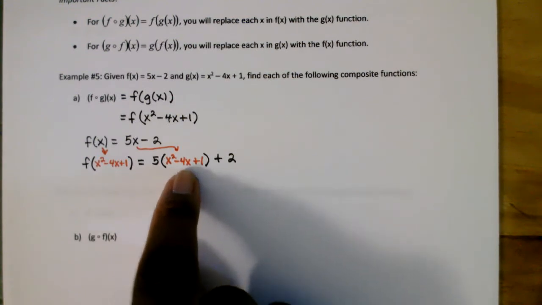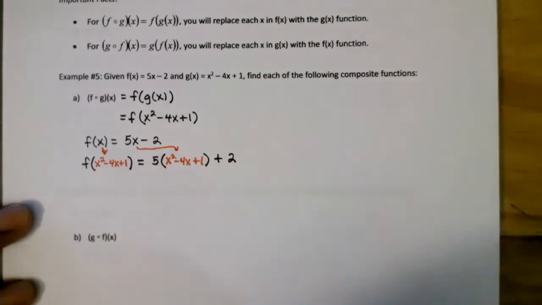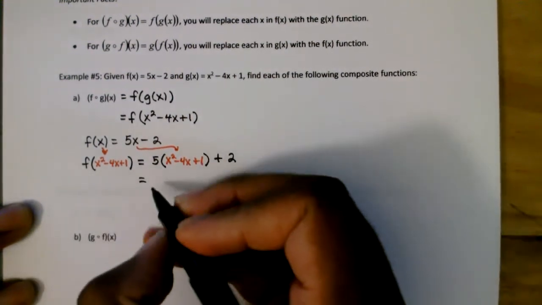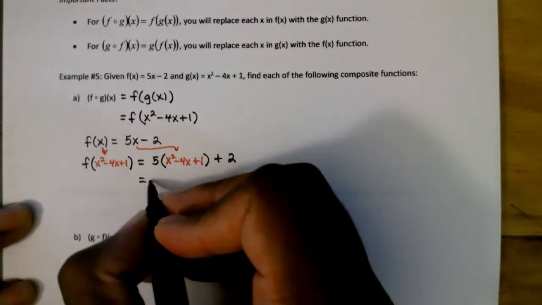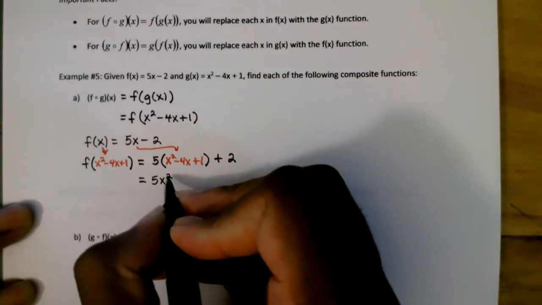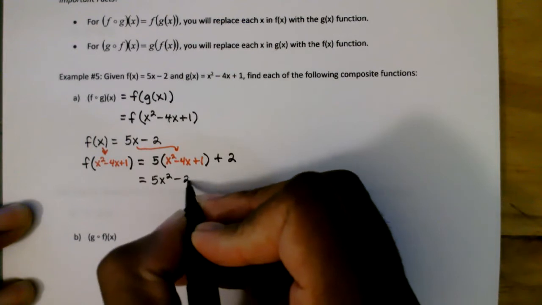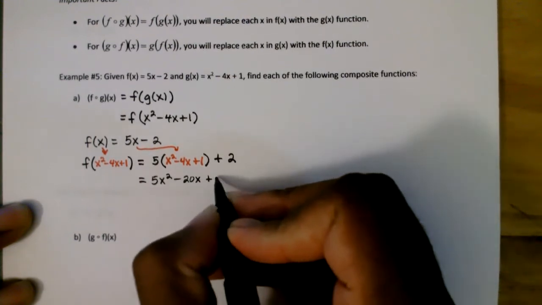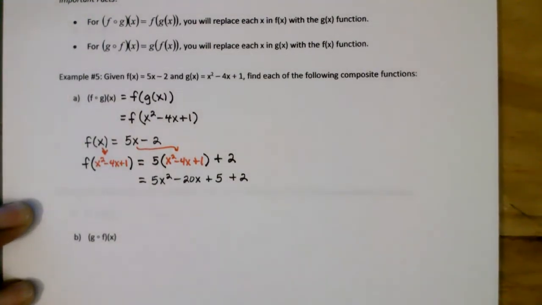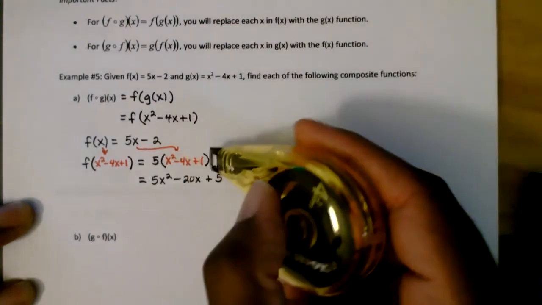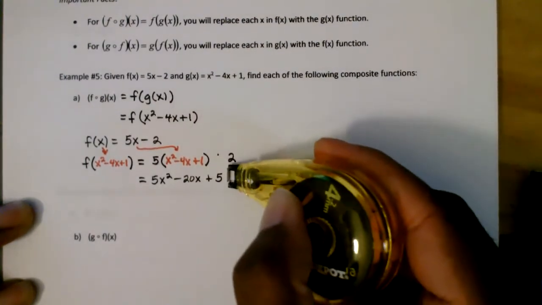On the right side, I'm going to simplify this. I'm going to distribute the 5 by using the distributive property. 5 times 4x squared would be 20x squared. 5 times the minus 4x will be minus 20x, plus 5 times 1 will be 5. And bring down the minus 2, because that's 5x minus 2.